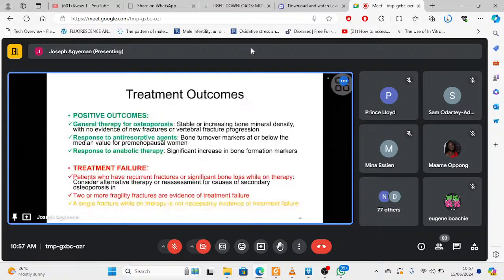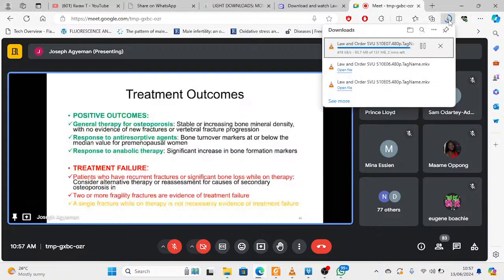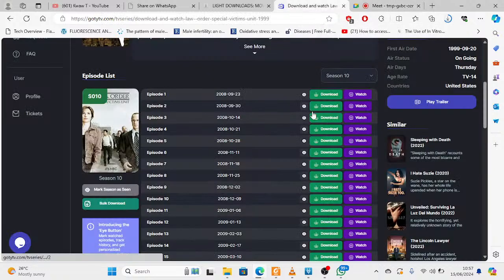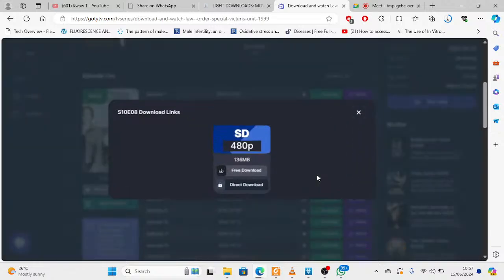If the bone is breaking, then the markers will be seen in the blood. So if you are using an agent that prevents bone breakdown, bone resorption, a positive outcome is that you are not seeing bone turnover markers. You are not seeing a high amount of alkaline phosphatase. If you see a high amount of alkaline phosphatase, it means you are having bone resorption. That is why you are having a high amount of alkaline phosphatase in the blood.